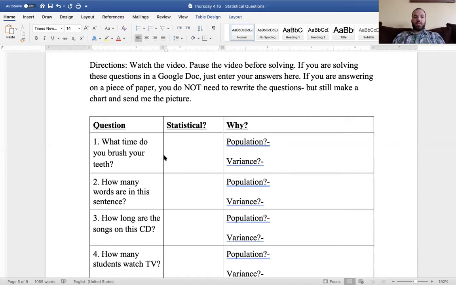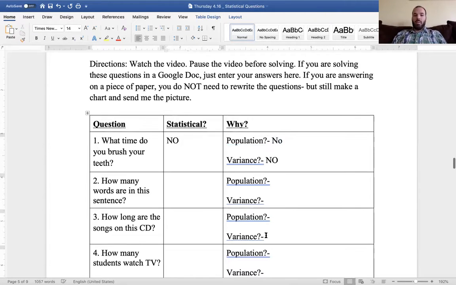Okay, let's check our answers. What time did you brush your teeth? Does it have a population? No, it's just talking about you. Is there variance? No. Well, there could be. Hopefully you brush your teeth in the morning and the night, but there's only just one answer, and because it's just asking about you, there is no population, so I'm going to say no for that one.